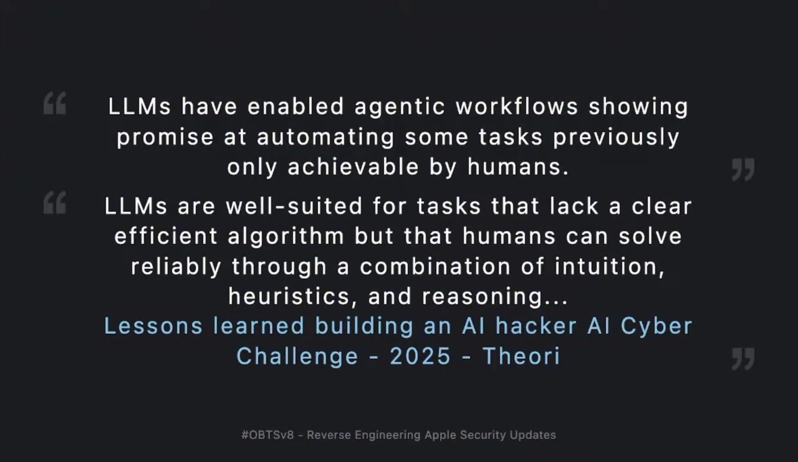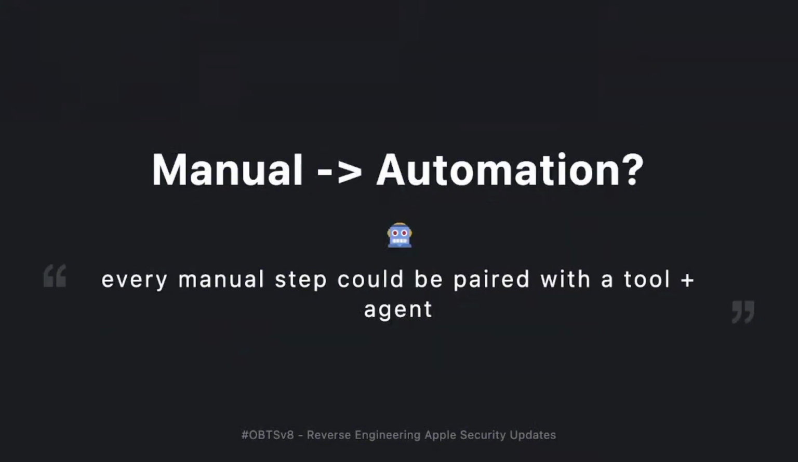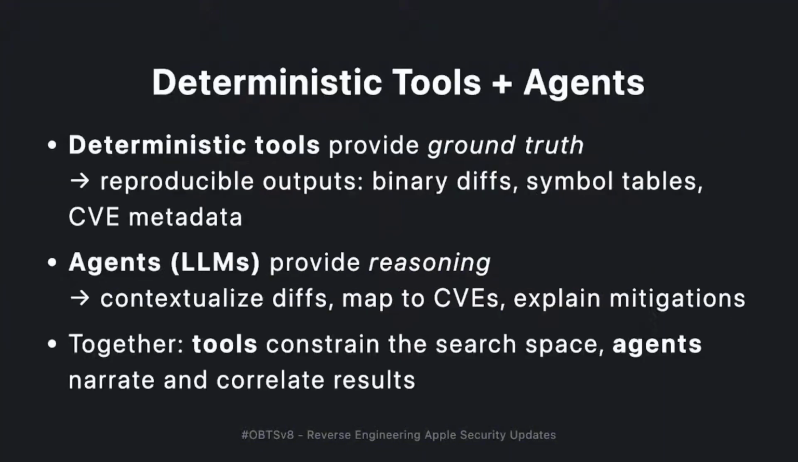Again, LLMs now seem to have the ability to automate some of the tasks only achievable by humans. And some of this reasoning and heuristics are coming through to make this really powerful for analysis. And so for the process of going from manual patch diffing all the way up to automation, the thought I had in my head was every manual step in my process I showed before can now be paired as a tool and an agent, and we'll see how that plays out.